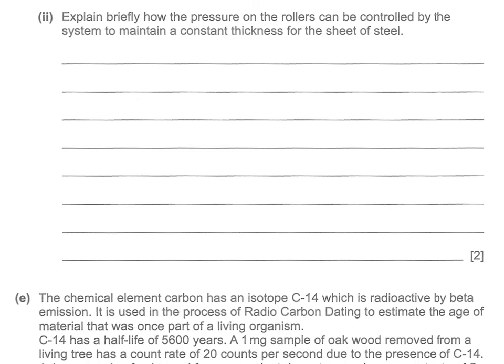Explain then how the pressure on the rollers can be controlled by the system to maintain a constant thickness. So obviously if the steel becomes too thick, the gammas getting through will fall, and if the steel becomes too thin, the gammas will go over a certain amount. So basically, if the gamma reading becomes too high, then reduce the pressure on the rollers, and if the gamma reading becomes too low, then the metal's too thick, you increase the pressure on the rollers to squeeze it thinner.